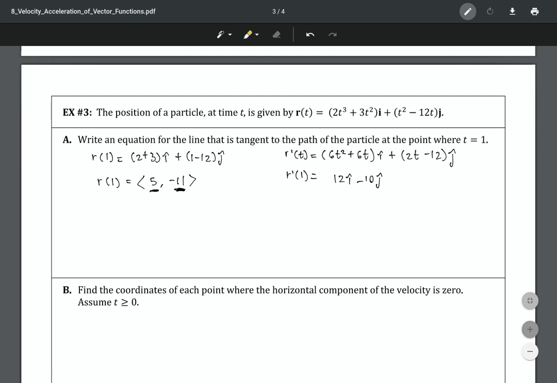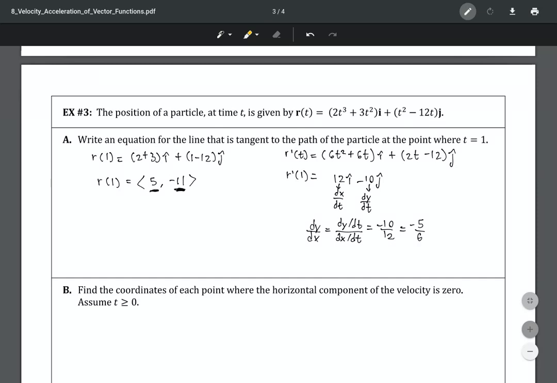Now, I need to find this, okay? So if you think about what we just found, this right here is dx/dt. And this right here is dy/dt. Now, we know from the parametric function stuff that dy/dx is the same thing as having dy/dt over dx/dt. So what I'm trying to say is that what I'm going to have is -10 over 12, which is going to be -5 over 6.